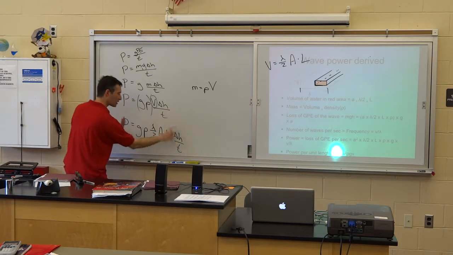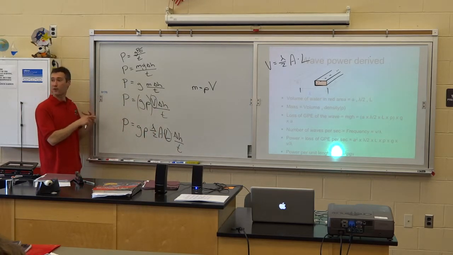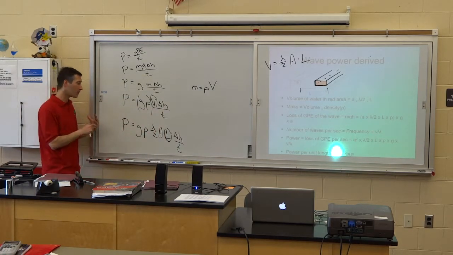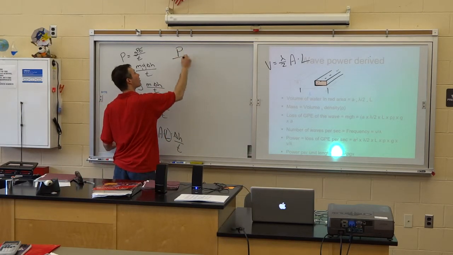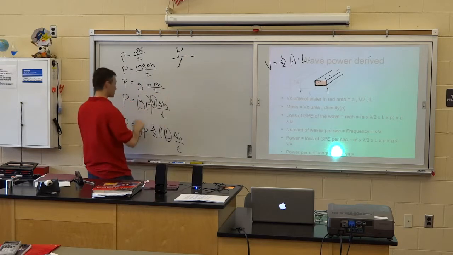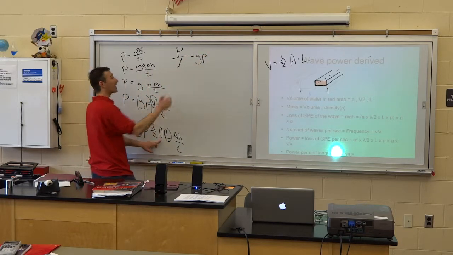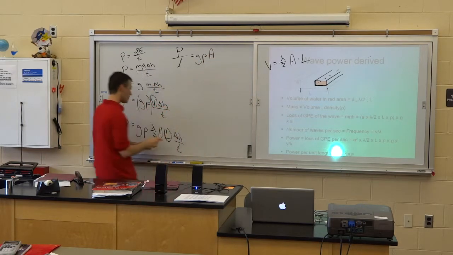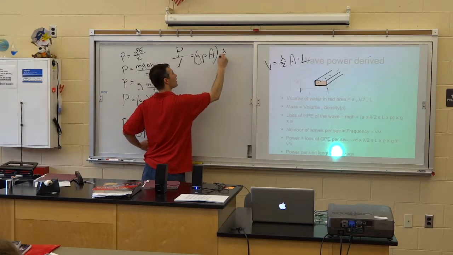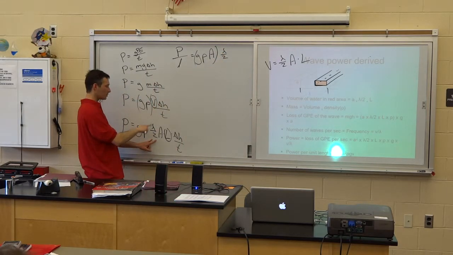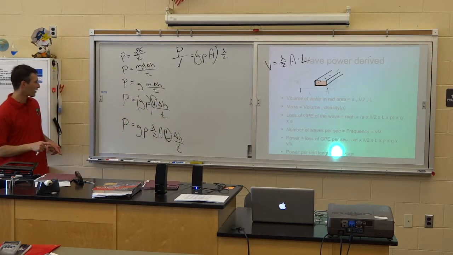I haven't done anything with my delta H or my T yet. But I want to take the length and move it to the other side because our eventual equation is for power per unit length. Rewrite that up here. So power over length is: I got my gravity, I got my density, I have one amplitude, and now I have lambda over 2. Lambda over 2 times height divided by time is what I have left.